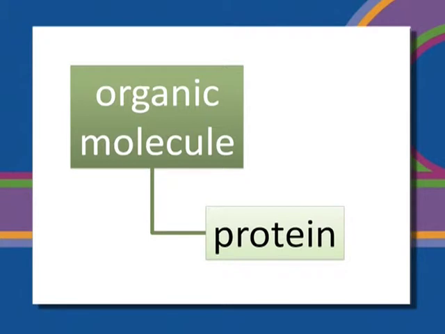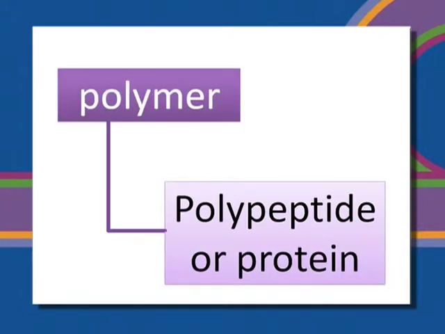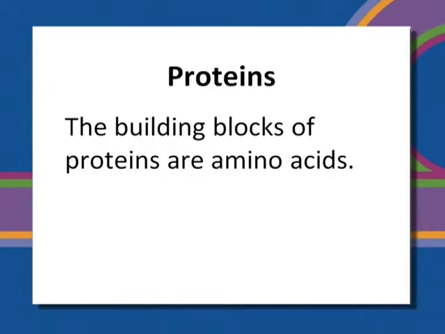Proteins are organic molecules. The protein itself is a very large macromolecule, and it is made up of monomers called amino acids. The polymer, which is made up by putting together all the building blocks or monomers, is called a polypeptide or a protein. So we can confidently say that the building blocks of proteins are called amino acids.